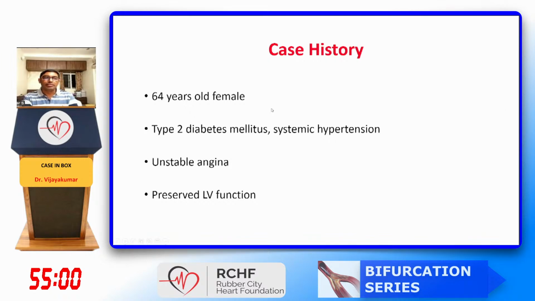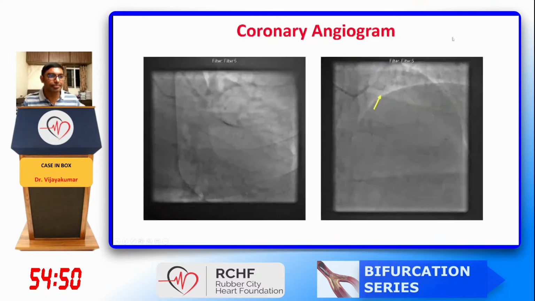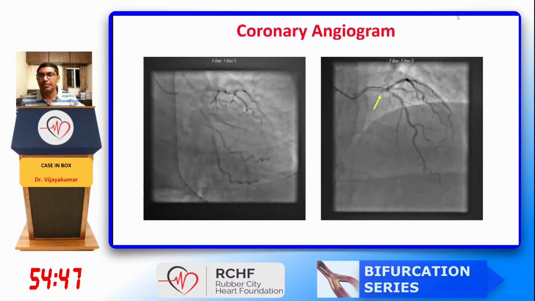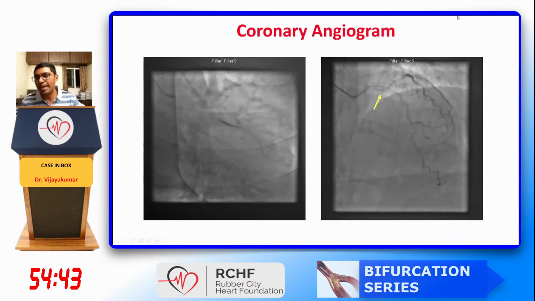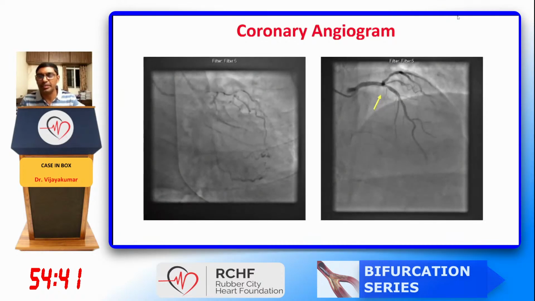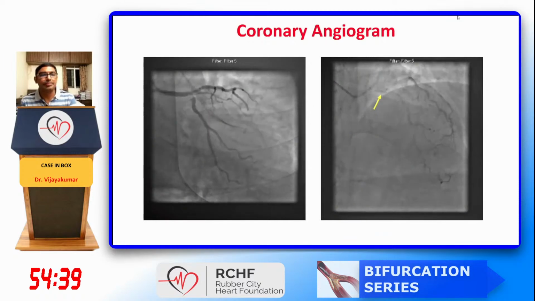So our patient is a 64-year-old female. She is diabetic, hypertensive, and she presented with unstable angina. An echocardiography showed preserved LV ejection fraction. So this is an angiogram. I'll just show the angiogram. Maybe the panel and moderators are invited to discuss this case.